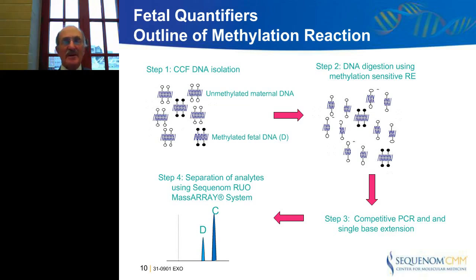So what we do is we take the mixture of fetal and maternal DNA, as shown here. We start with a mixture of fetal and maternal DNA, and we cleave it with a cocktail of restriction enzymes. And what happens is that the fetal DNA remains intact, but the maternal DNA is cleaved. And we now have only pure fetal DNA. So when we quantify that, it tells us the number of fetal molecules.